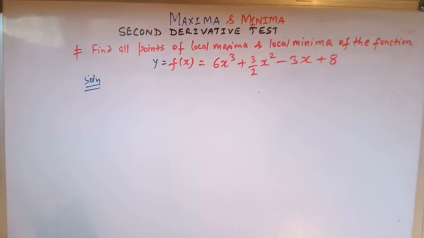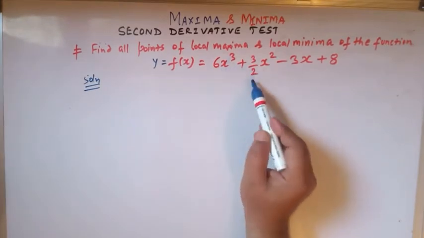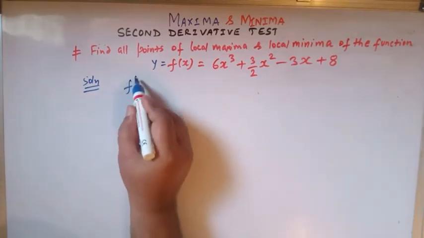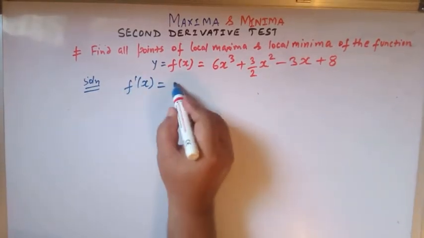Now viewers, we have the second problem. Find all points of local maxima and local minima of the function. Here we have the function y equal to f(x) is equal to 6x cubed plus 3 by 2 x squared minus 3x plus 8. So let us first find f prime of x.